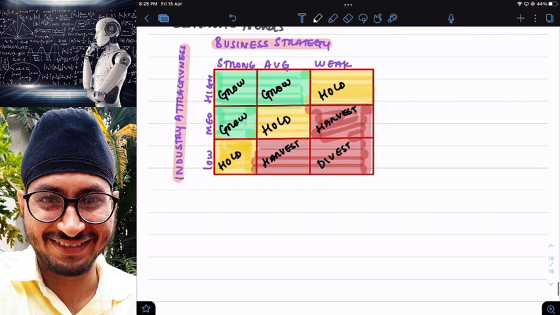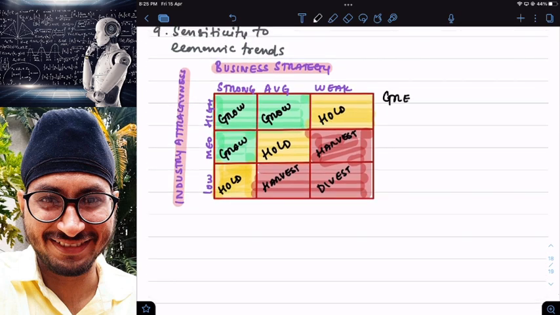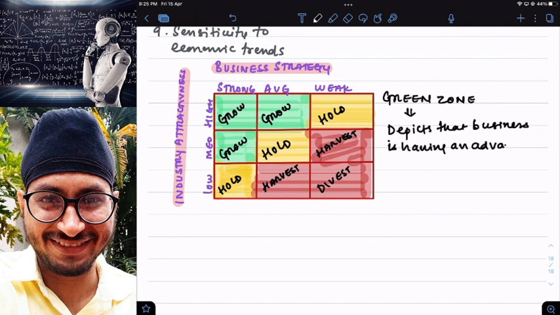Now see here. Green zone means what? It depicts that the business is having an advantage. Since my business is having an advantage, what will I do? I will obviously invest. I will invest or grow.